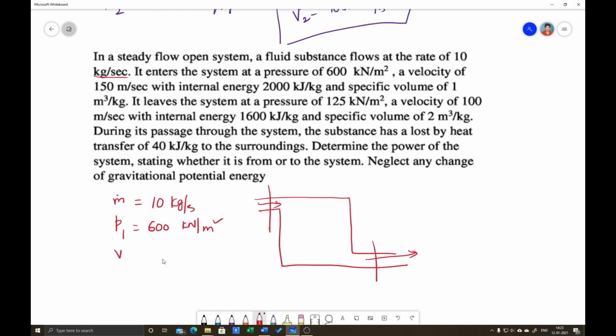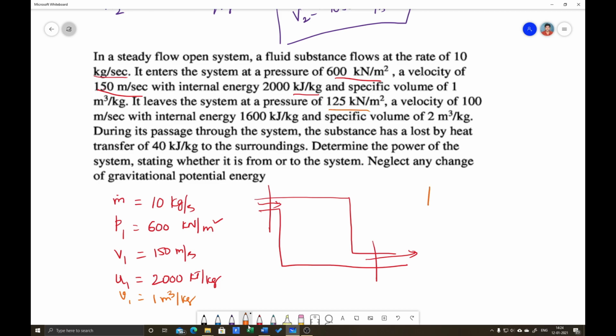It enters the system at a pressure of P1 is equal to 600 kilonewton per meter square and a velocity of V1 is equal to 150 meters per second with internal energy, which is given in specific terms, so U1 is equal to 2000 kilojoule per kg and specific volume, small v1, is 1 meter cube per kg.